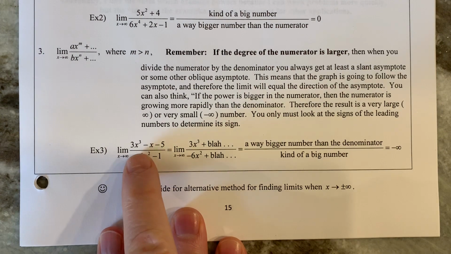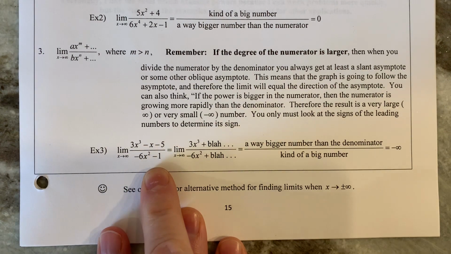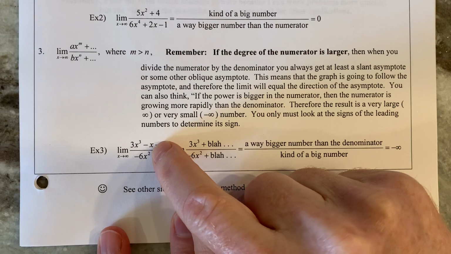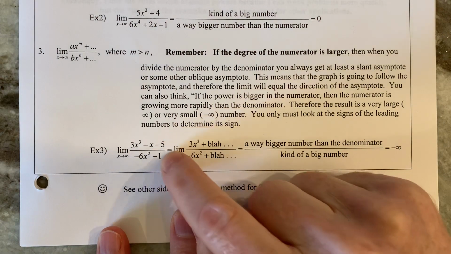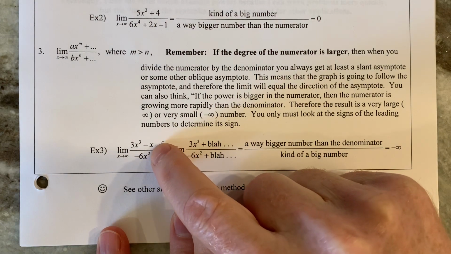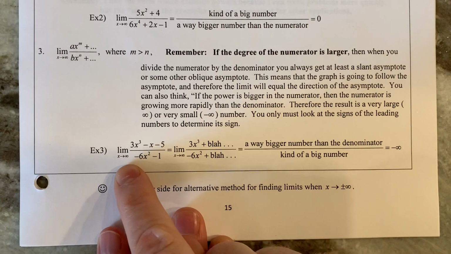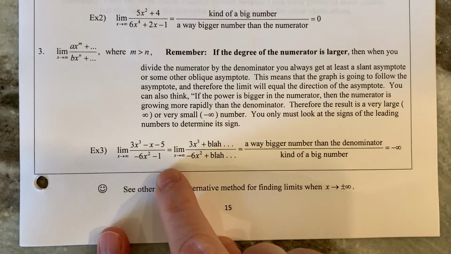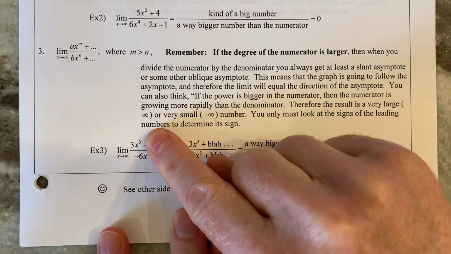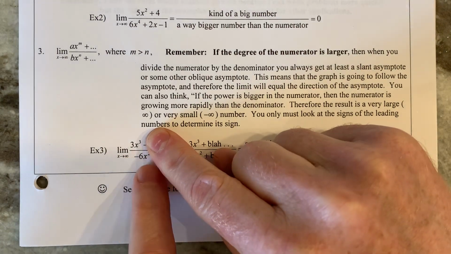If I were to plug an infinity in for x in all of these, this x here is going to be so much smaller than that x cubed. And obviously, -5 is so much smaller than that x because x is going to infinity. x is getting huge. Same with that -1. All of those values pale in comparison to these two.